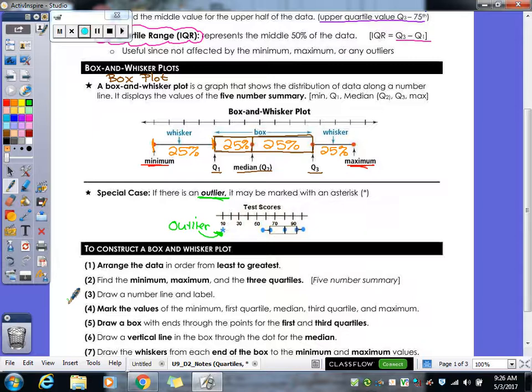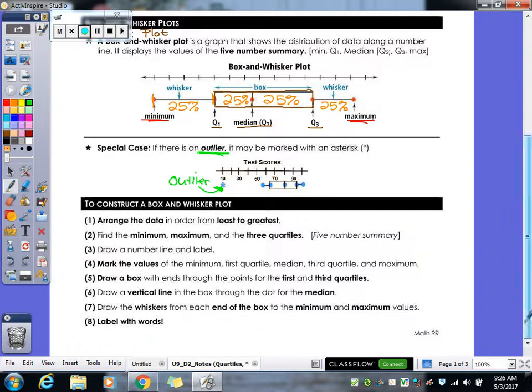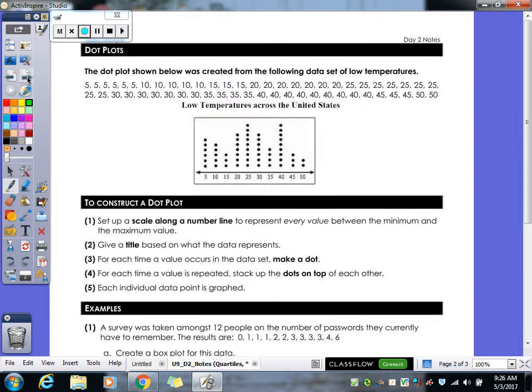So then down here, I have all the steps you need to follow if you're making a box plot. I'm not going to sit here and read through them. We're going to actually make a box plot in a minute on the next page. But this is here for if you forget. So let's take a look at the next page.